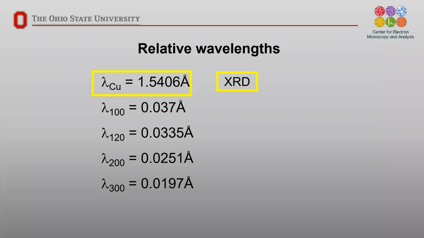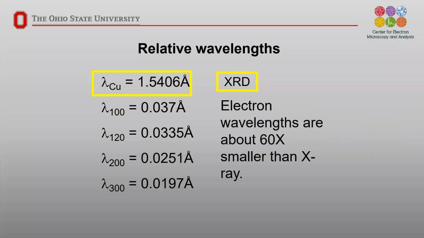Now we start looking at what we're doing with electrons. Our wavelengths are much, much shorter, as you see. And the wavelength also depends on the accelerating voltage that these electrons go through. So the energy of the electron is inversely proportional to its wavelength.